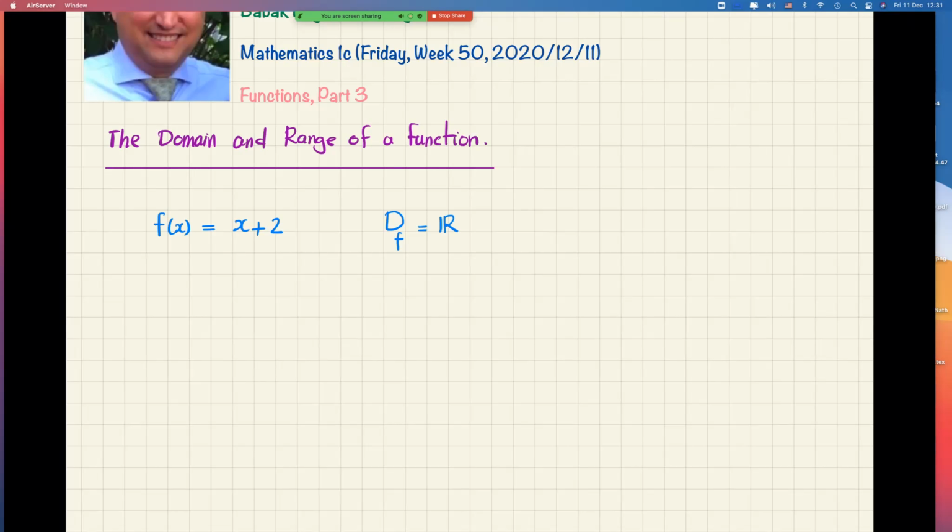So yeah, that's what we should write in the exam then. If I ask you the domain of this function, you need to answer exactly what I have written here: the domain of f is equal to R. Yes. Okay.